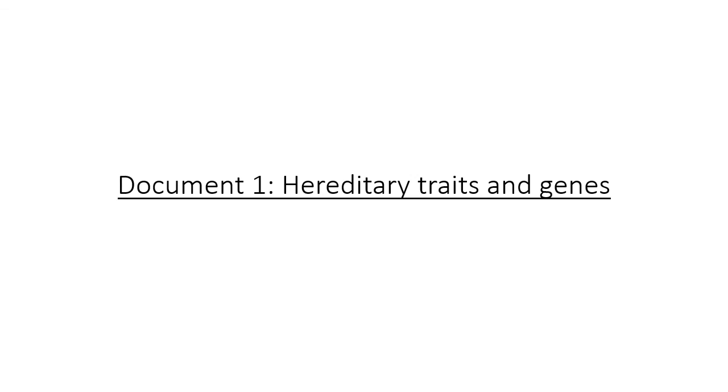Good morning, everyone. Today we are going to continue with Chapter 2, the first document, Hereditary Traits and Genes. We've said that DNA is found in the chromosomes and chromosomes are found in the nucleus, and a specific sequence of DNA is transcribed into mRNA and the mRNA into protein, and we've said these processes occur by transcription and translation. Now we have genes.